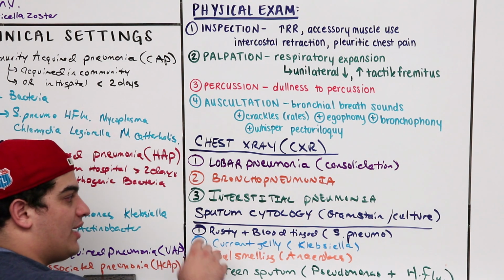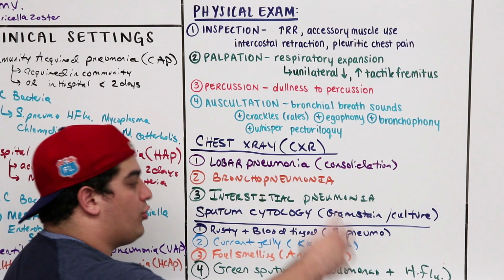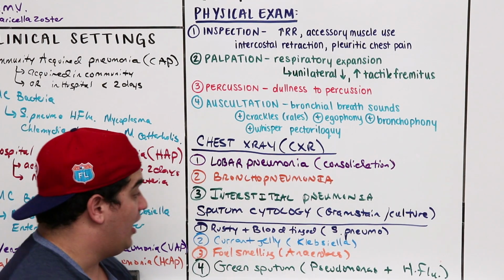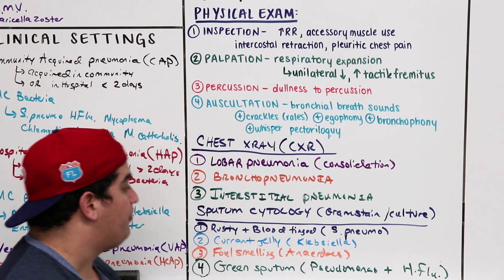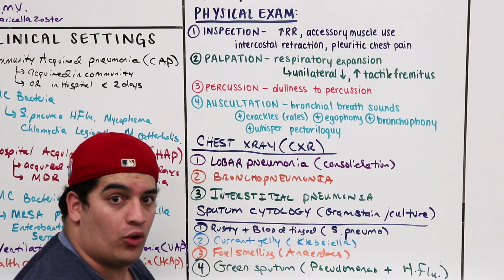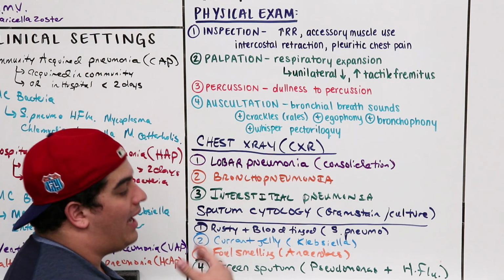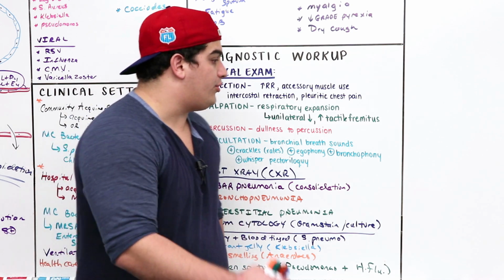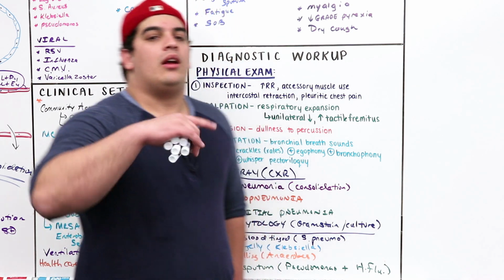So you can do sputum cytology, you can take the sputum and send it out to get a culture, do a gram stain, or you can do a macroscopic view of it. If it's rusty blood tinged, strep pneumo. If it's currant jelly, Klebsiella. If it's really foul smelling, think anaerobes. And if it's a green sputum, possibly think Pseudomonas and H. flu. Okay, so these are the things that you'll do during your diagnostic workup, right?